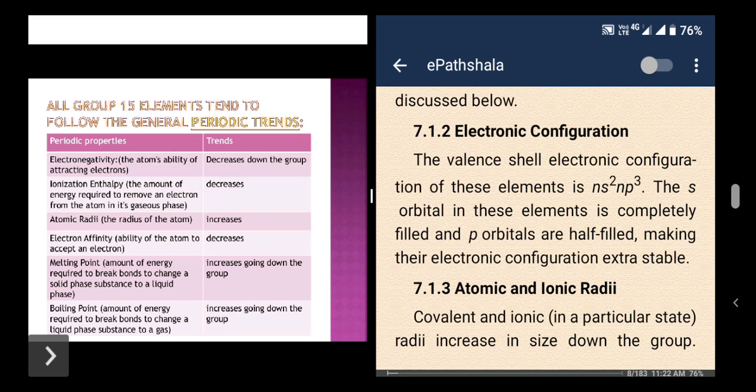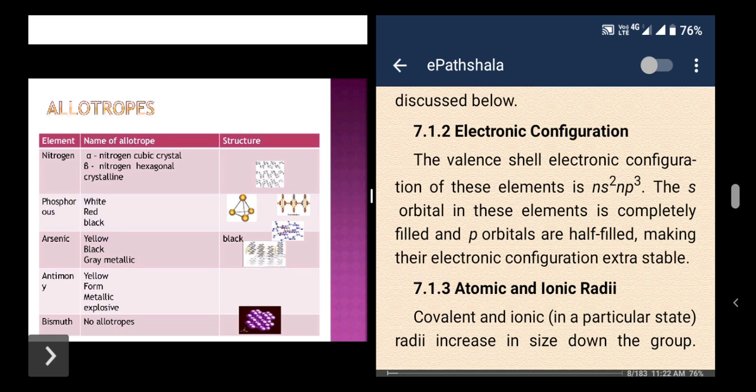You can take a look at the allotropic forms. What is meant by allotropes? The different forms of an atom are called allotropes. For example, here we have nitrogen, where alpha nitrogen and beta nitrogen are given.